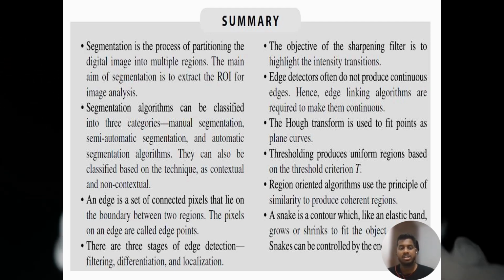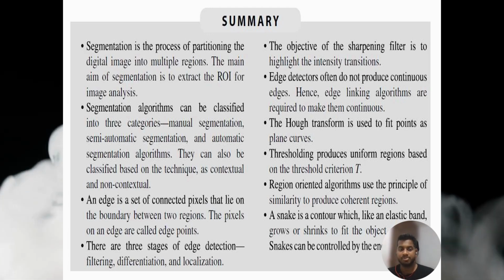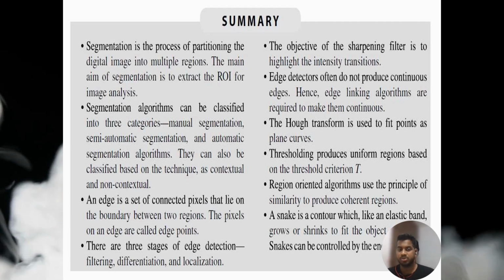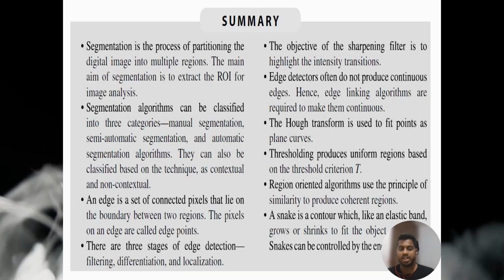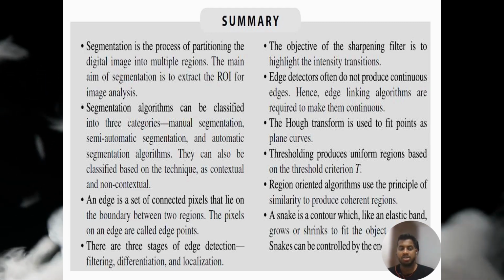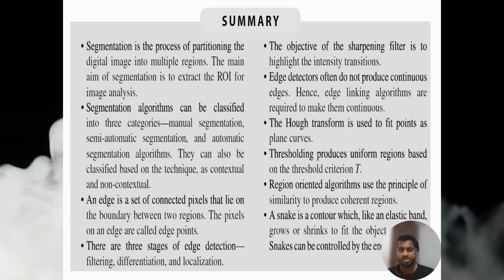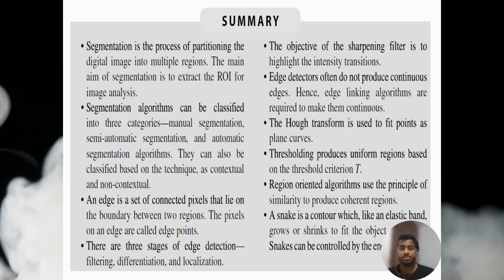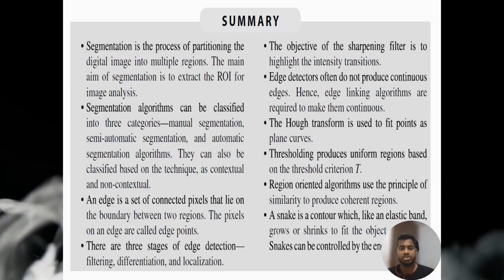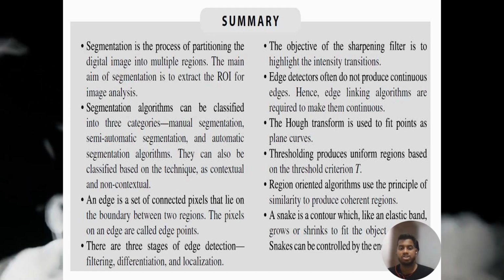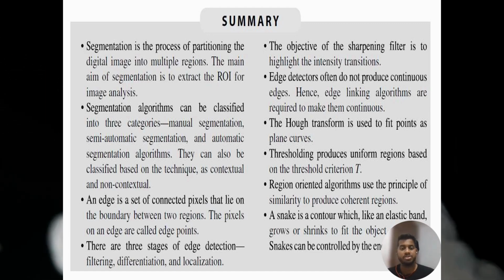The edge is the set of connected pixels that lie on the boundary between two regions. Pixels on an edge are called edge points. There are three stages of edge detection: filtering, differentiation, and localization. The objective of a sharpening filter is to highlight the intensity transitions. Thresholding produces uniform regions based on three threshold factors.